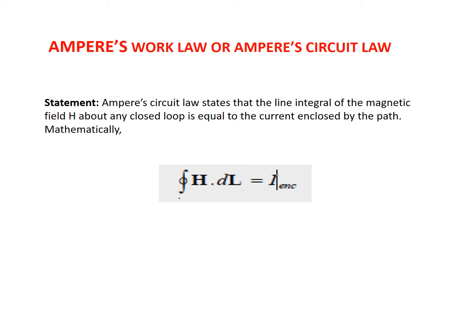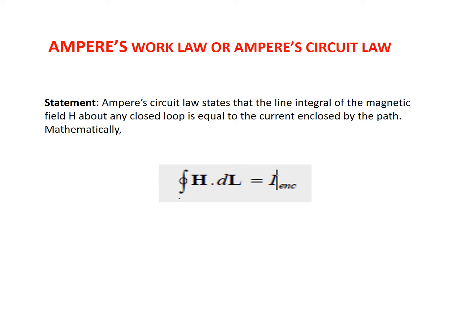So, what is the statement of Ampere circuit law? The Ampere circuit law states that the line integral of magnetic field intensity H bar about any closed loop is equal to the current enclosed by that path. It is the statement of Ampere circuit law.